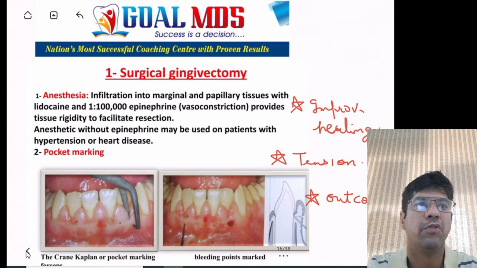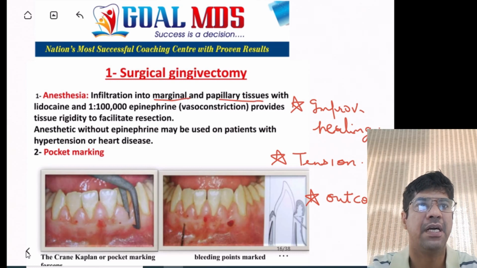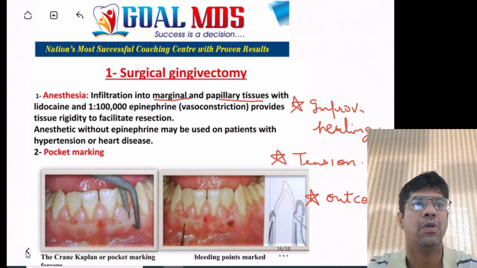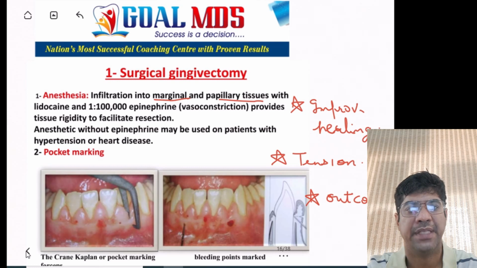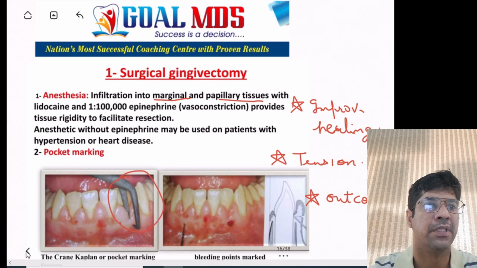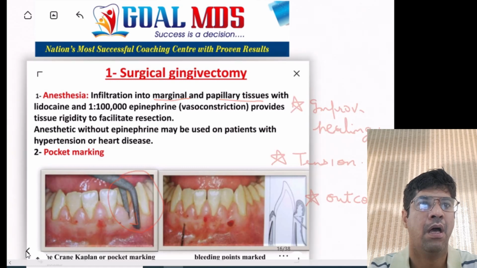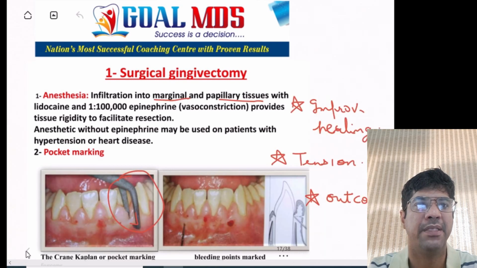So what could be the procedure? Numb the area with the local anesthesia. Infiltration can be given into the marginal and papillary tissue. Second, keep the area dry for visibility. Pocket markers to assess the pocket depth. This one is the Crane-Kaplan pocket marking to identify the pocket depth. Pinpoint bleeding points are created and marked.